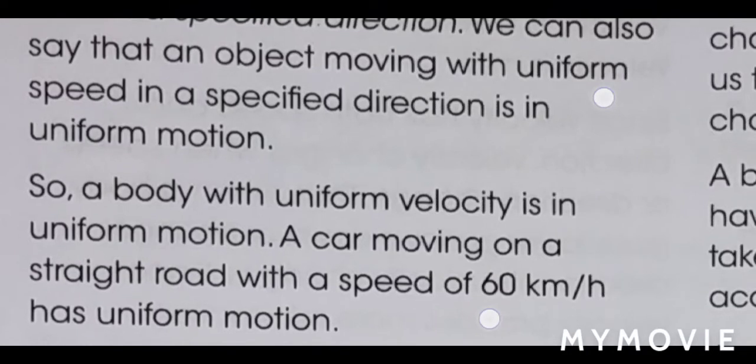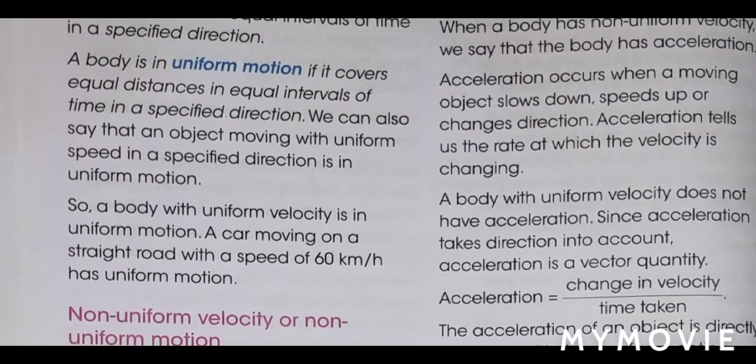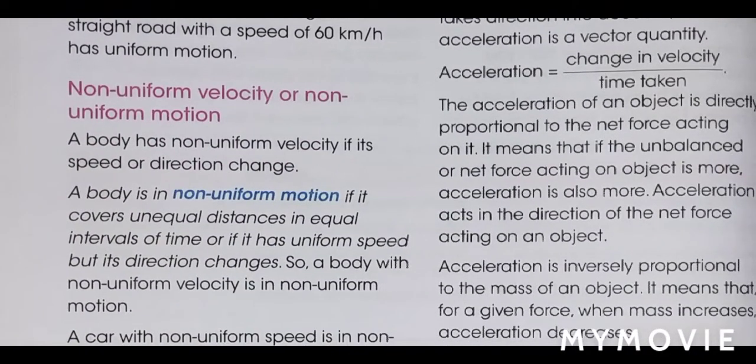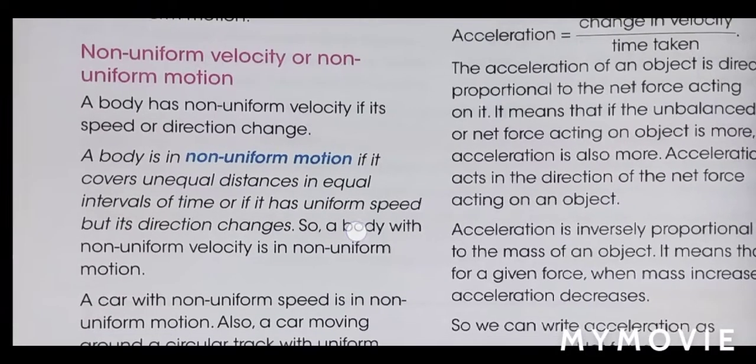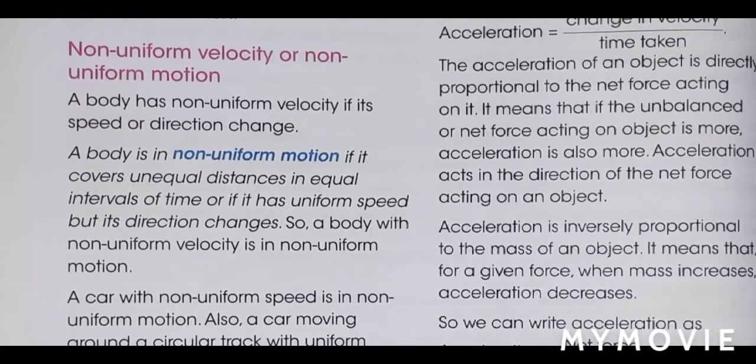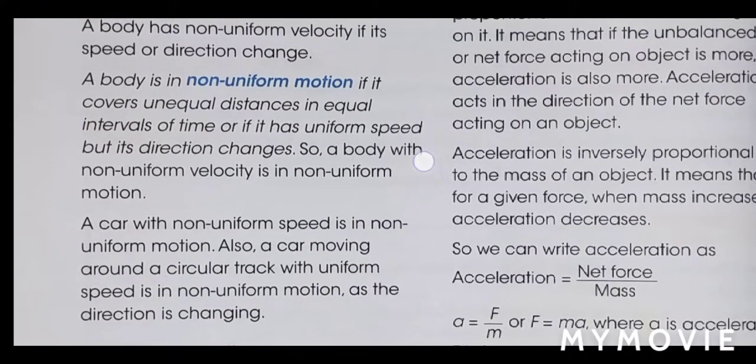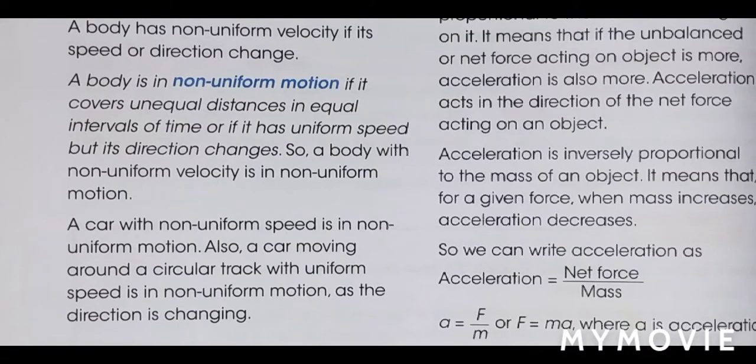Now, what is non-uniform motion? A body has non-uniform velocity or non-uniform motion if it covers unequal distances in equal intervals of time. For example, suppose a car covers 30 km in the first hour, 50 km in the second hour, and 70 km in the third hour.